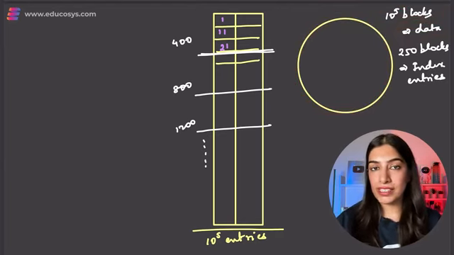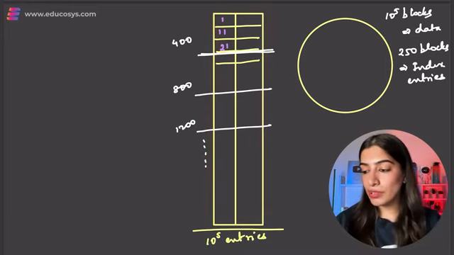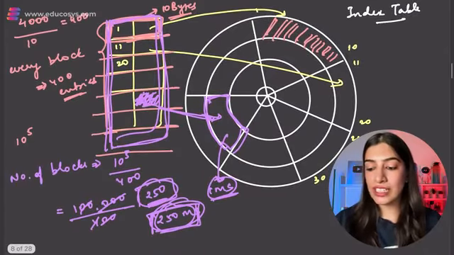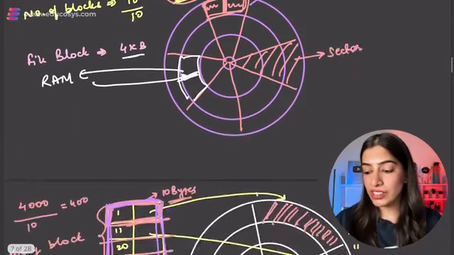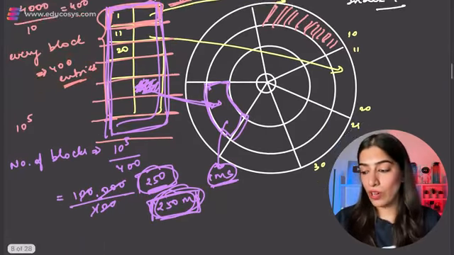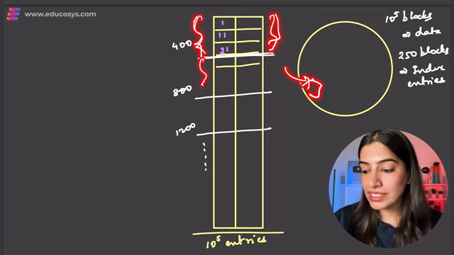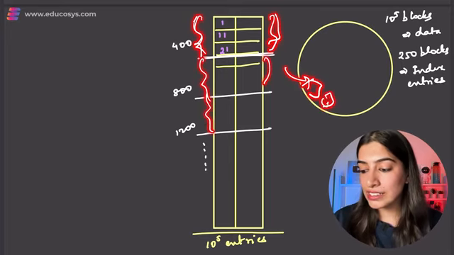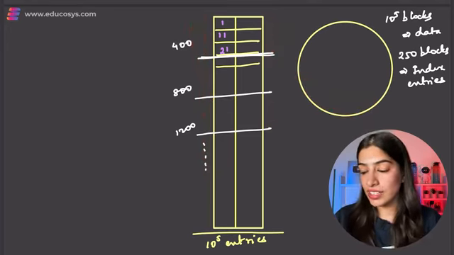Then we said let's optimize the time, and that is why we drew this index table. Now in this index table, what did we see? Each entry is much smaller, it's not like 400 bytes. Because each entry is much smaller, say 10 bytes, here we can store 400 entries in one block. That means these entries are going to go in one block, these entries are going to go in another block, and so on. So we saw that 250 blocks are needed for the index entries.